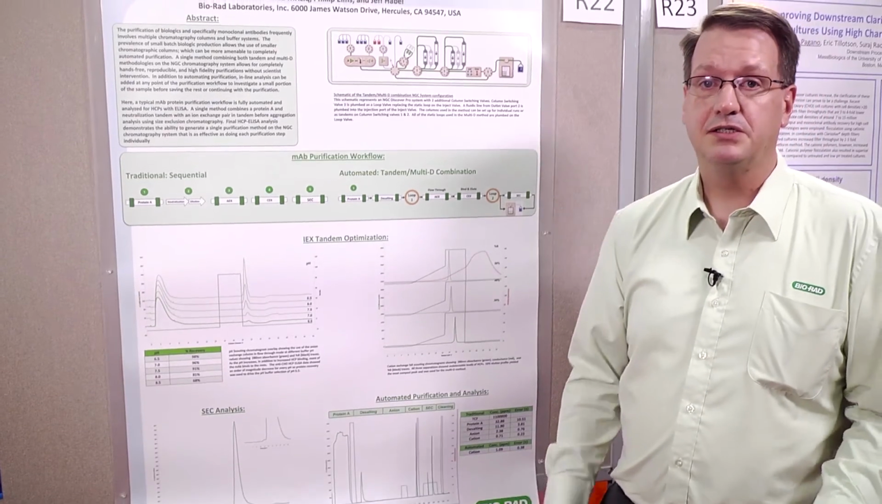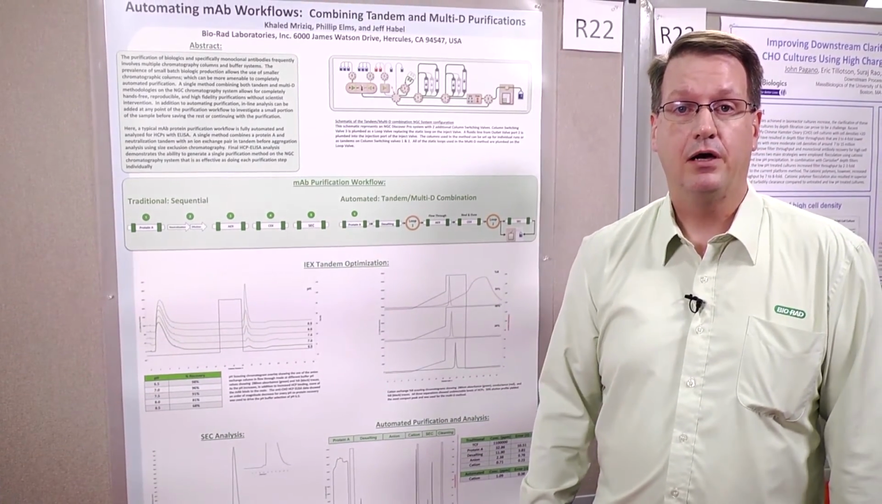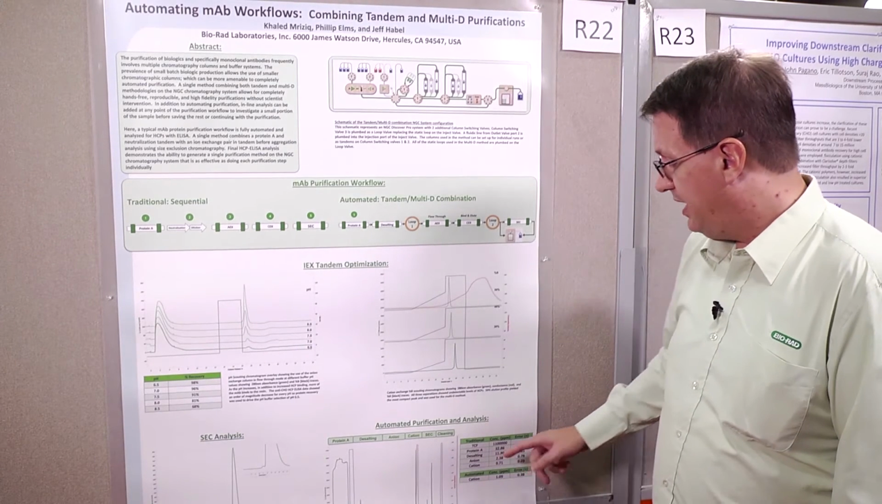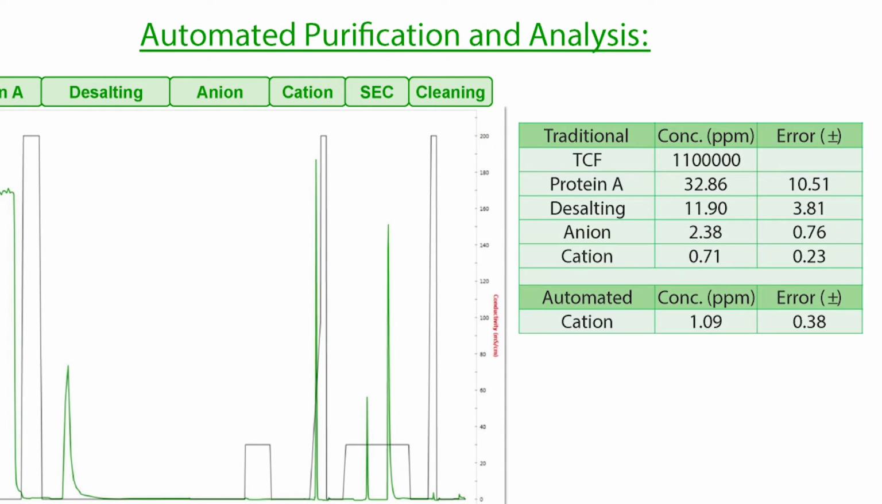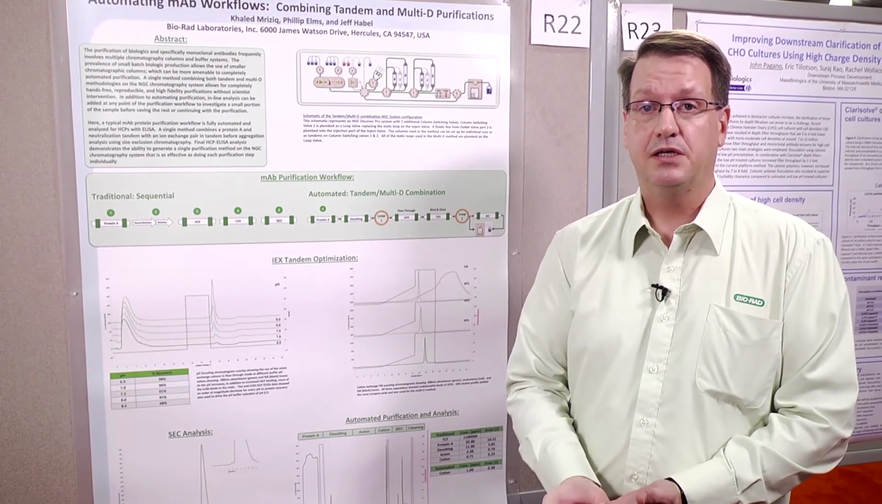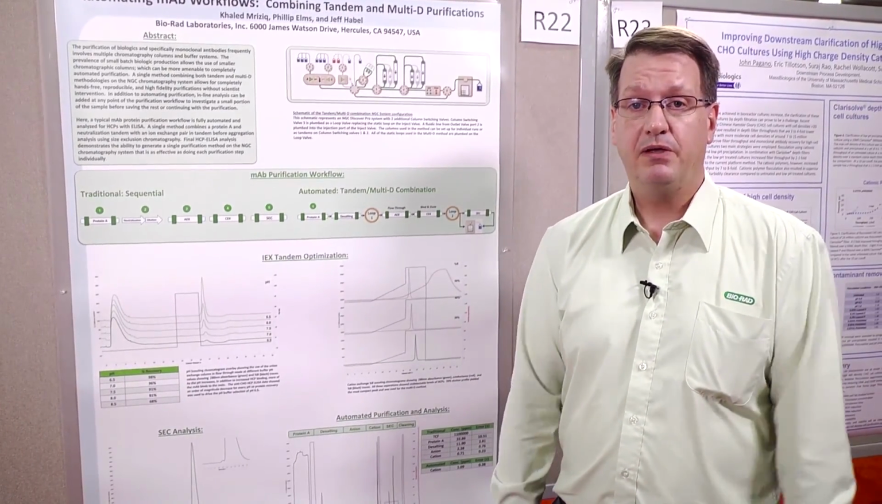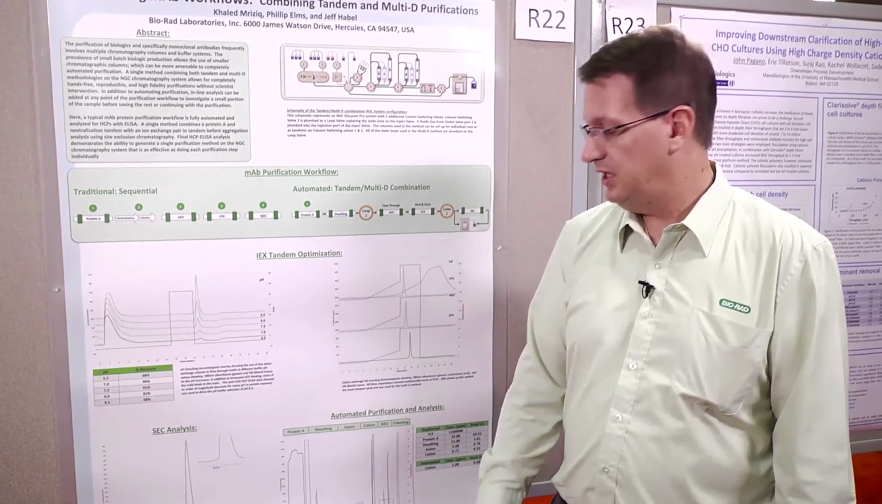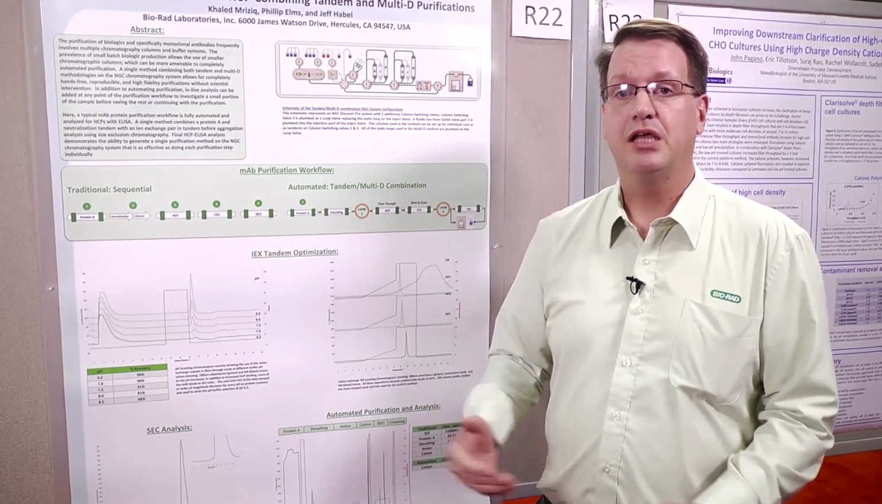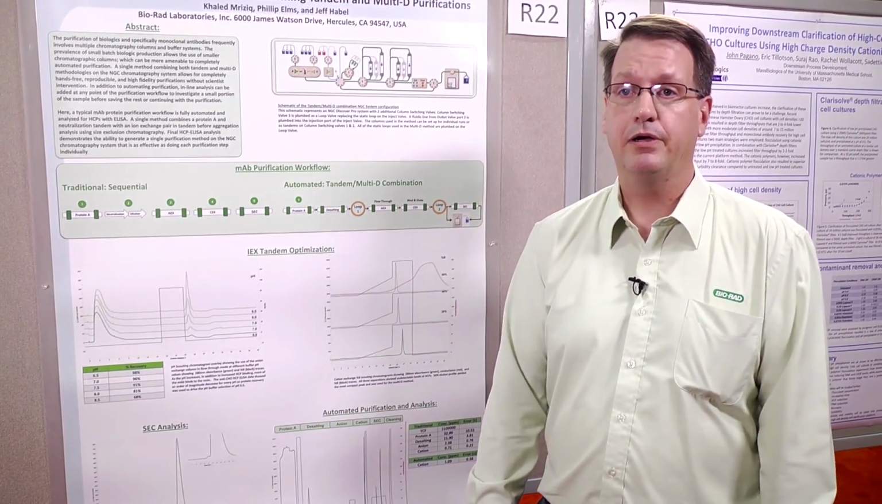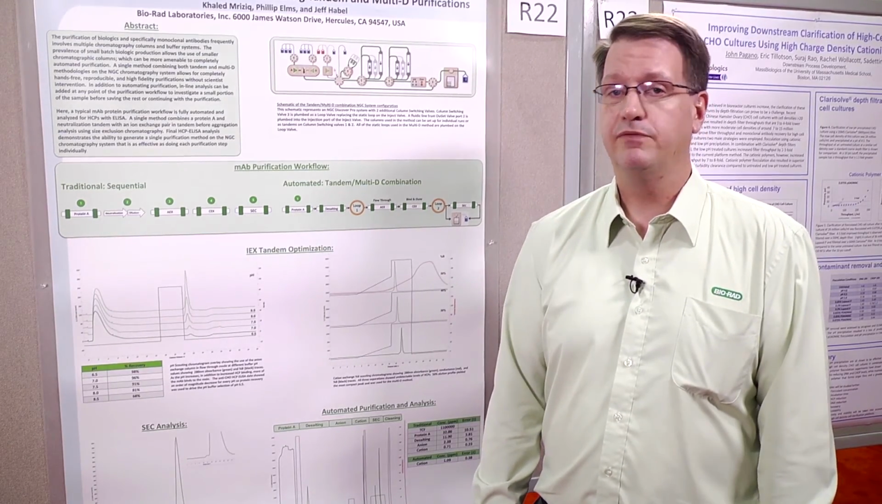Typically, scientists in process will analyze for host cell protein contamination. We have a simple table showing that whether you do this sequentially or in the automated tandem multi-D combination, you basically have the same answer at the very end. So whether a scientist does this by hand or in an automated fashion, you get the same result. And the best part about doing the automated portion is every time you press the button, you're going to get the same result in the end. So it becomes very reproducible and minimizes human variability.